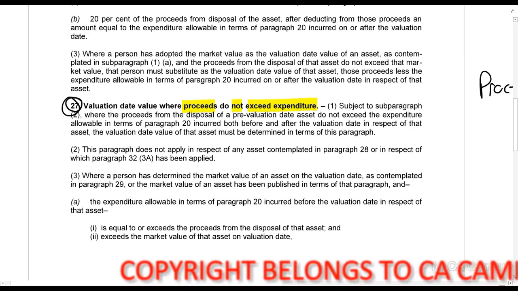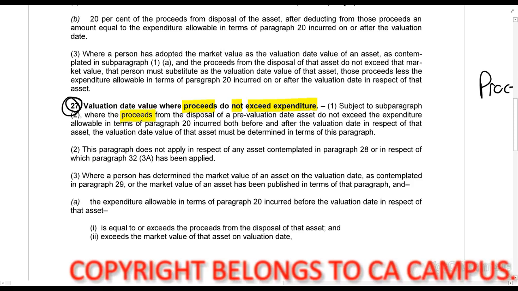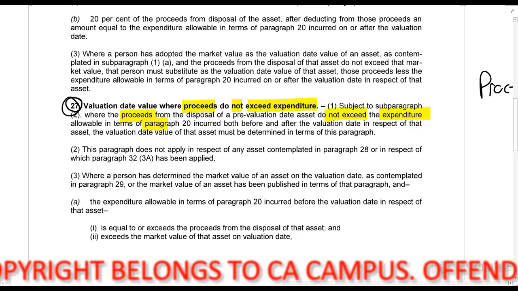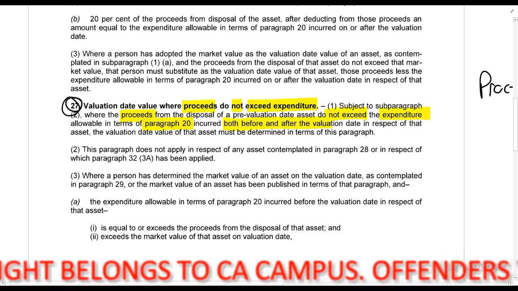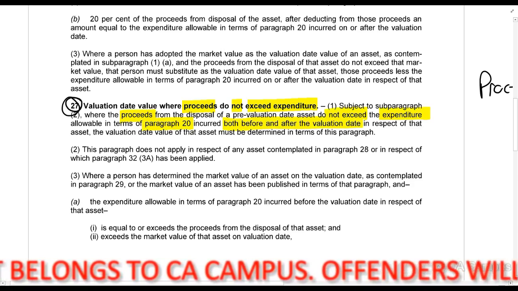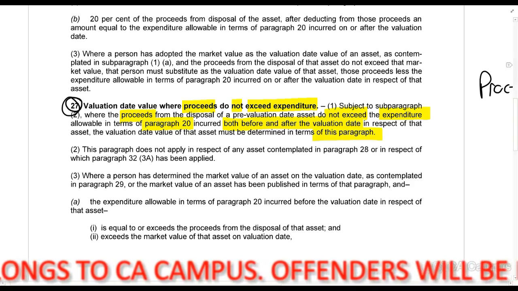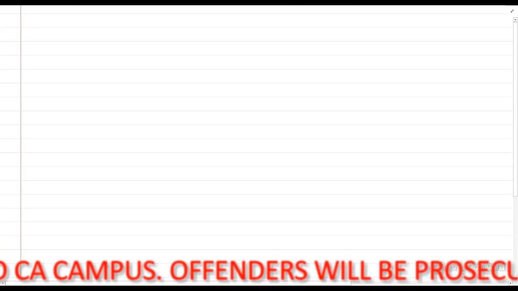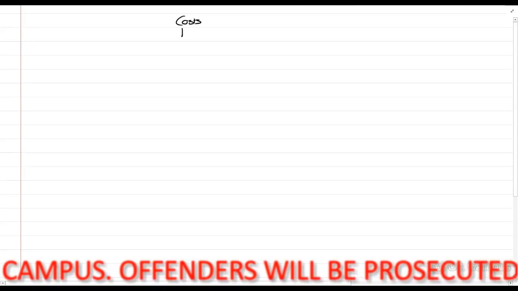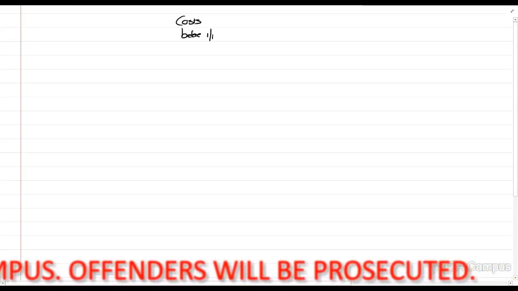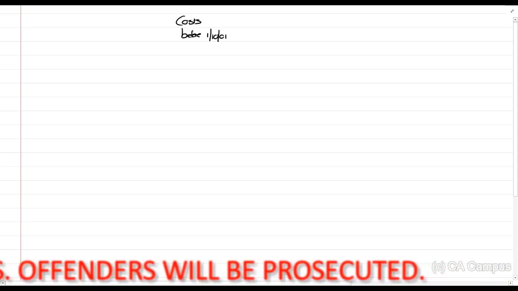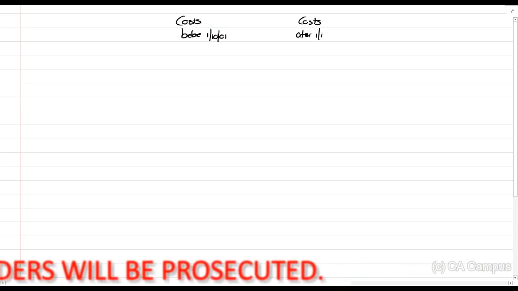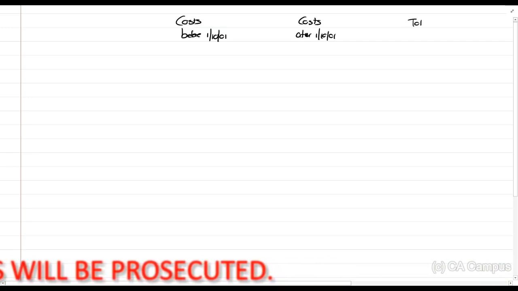So, subject to subparagraph 2, where the proceeds from the disposal of a pre-valuation asset do not exceed the expenditure incurred in paragraph 20, incurred both before and after the valuation date, then you must use this paragraph. Now, this basically just means, guys, we're going to start off by doing the exact same thing. You'll see this method I'm giving you always works. Cost before, costs after, 1 October 01, and we have a total.